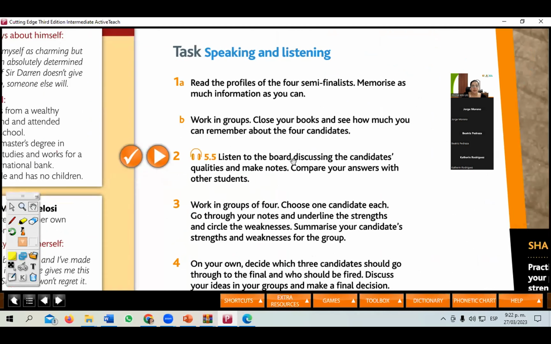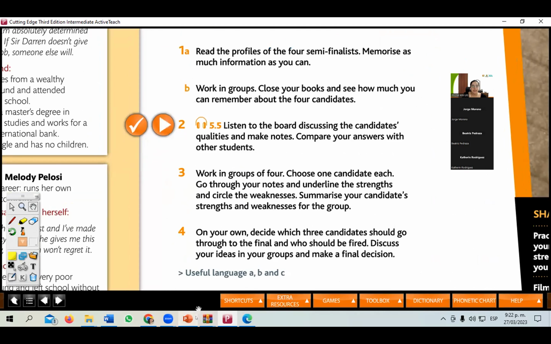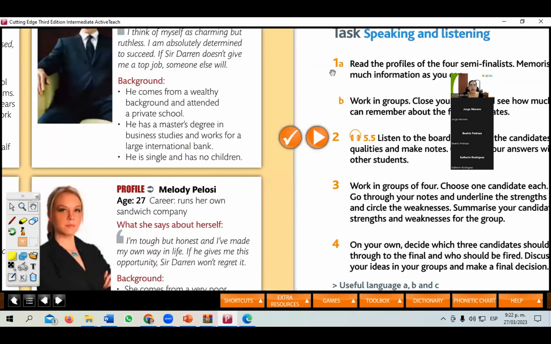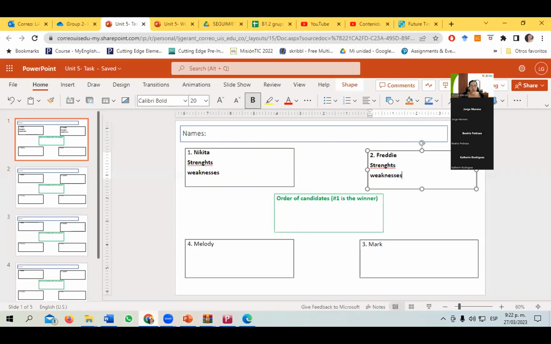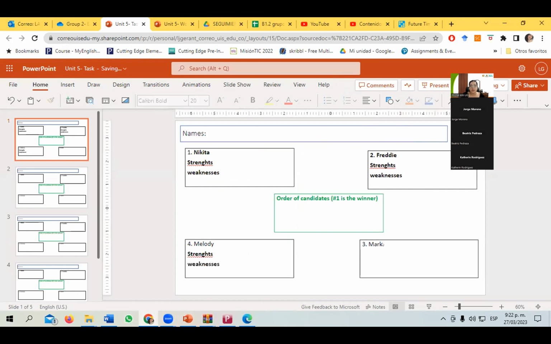Okay? No listening. Okay. Del texto, de lo que tenemos, cada uno de ustedes, de su personaje, escribirá algunas fortalezas y debilidades. Y después que ya las tengan, discutirán y elegirán cuál candidato es el ganador para ustedes. Y el último pues será a quien despedirán.